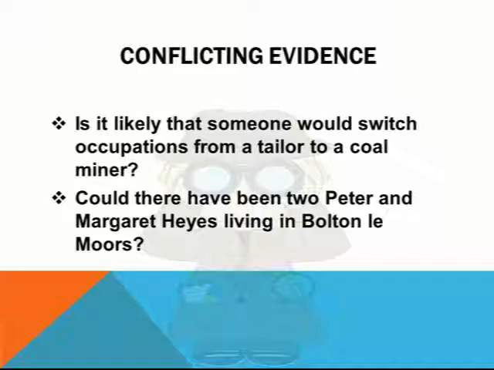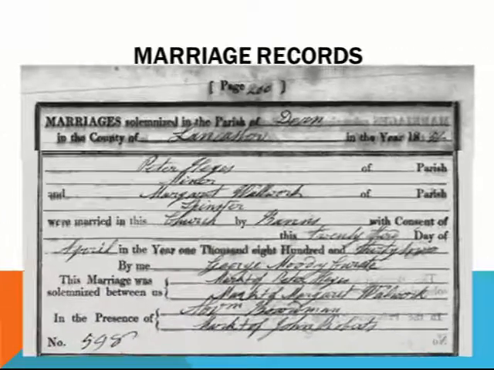Is it likely that someone would change their occupation from a tailor to a coal miner? In the 1800s, one had to go through an apprenticeship to become a tailor, and it is unlikely that a tailor would become a coal miner. Could there have been two Peter and Margaret Hayeses living in Bolton-le-Moors?